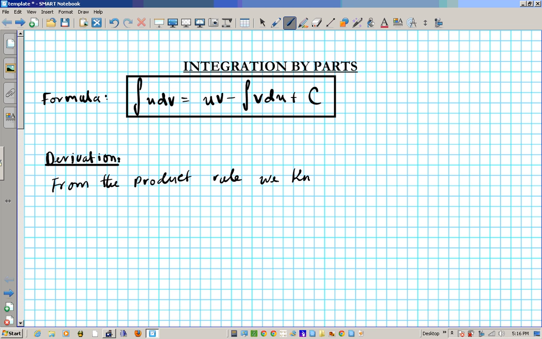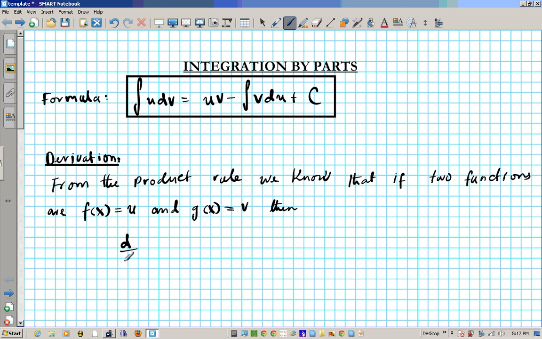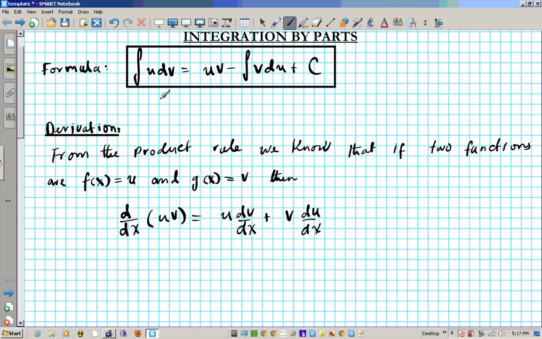we know that if two functions are f of x and g of x, let's say f of x is u, and g of x is v, then the product rule tells us that the derivative of the product, I'm going to use u and v for symbolic convenience, and it's more consistent with the formula I seek to derive, d/dx of the product of the two, uv, is equal to u dv/dx plus v du/dx, right?